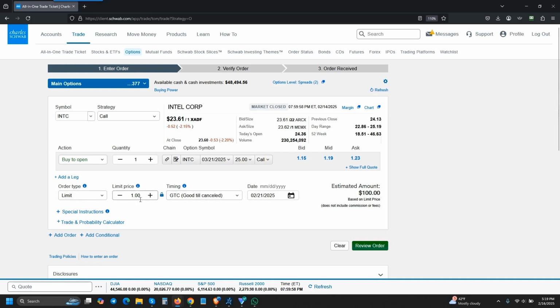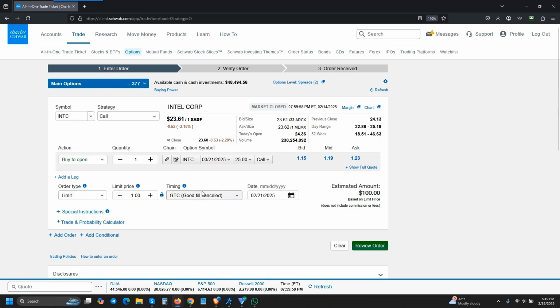If the price comes back to $1 and they can fill my order, then they would buy it. And I would pay $100 and I'd have the 25 call option, right, to buy the stock at 25. And that option would expire on March 21st. So I'm investing with the idea that the stock would go up.